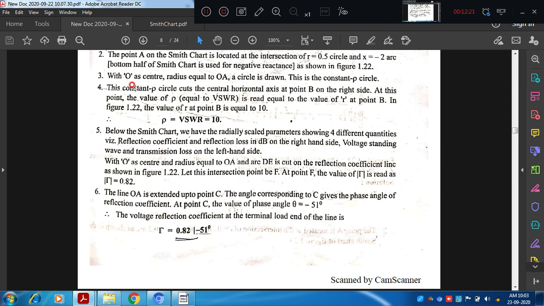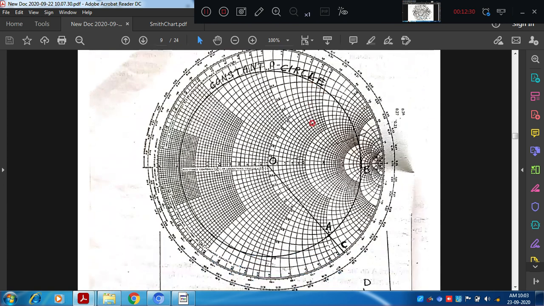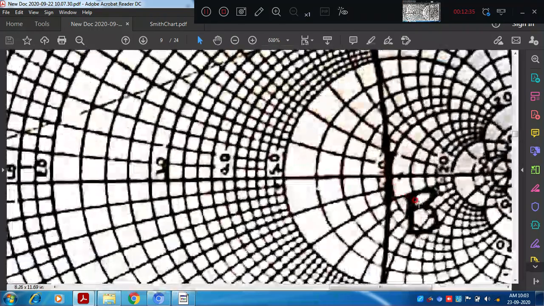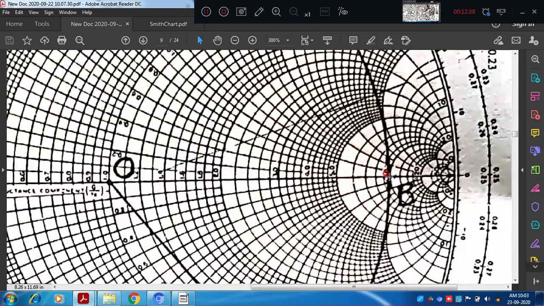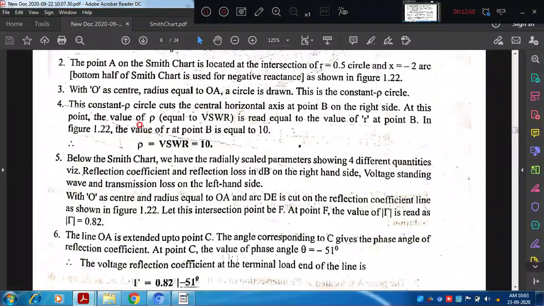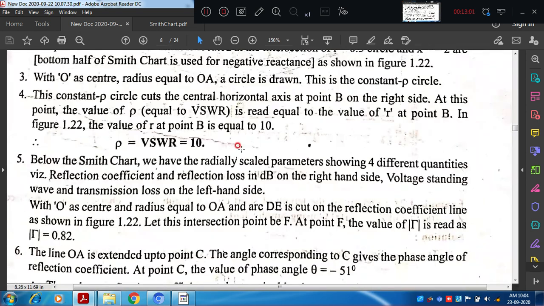Now see here, the constant rho circle cuts the central horizontal axis at point B on the right hand side. So at point B, what is its value? See here, it is 4, 5, 10 and 20. So it almost cuts at 10. Therefore the VSWR value is 10, that is the voltage standing wave ratio will be 10. Now our task is to find what they have asked in the numerical.